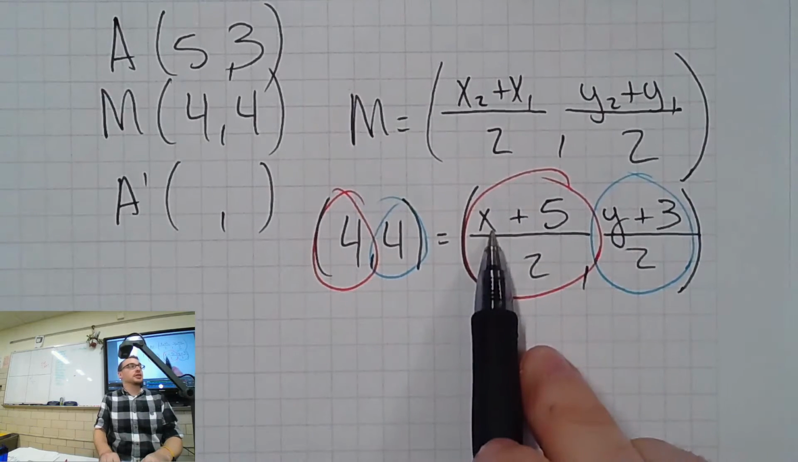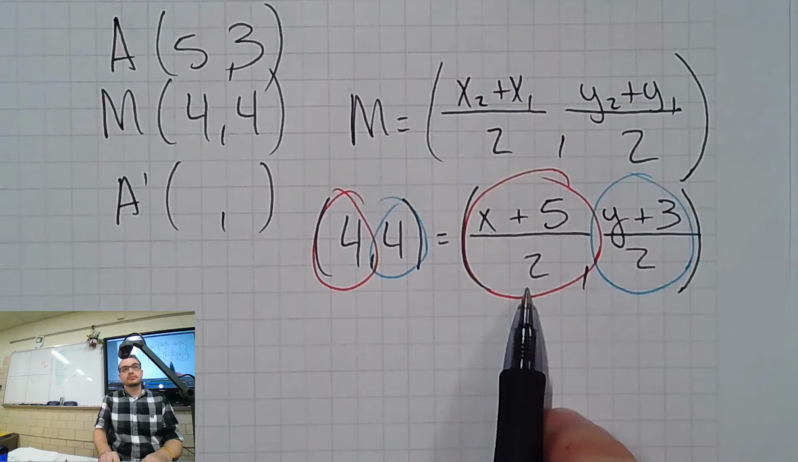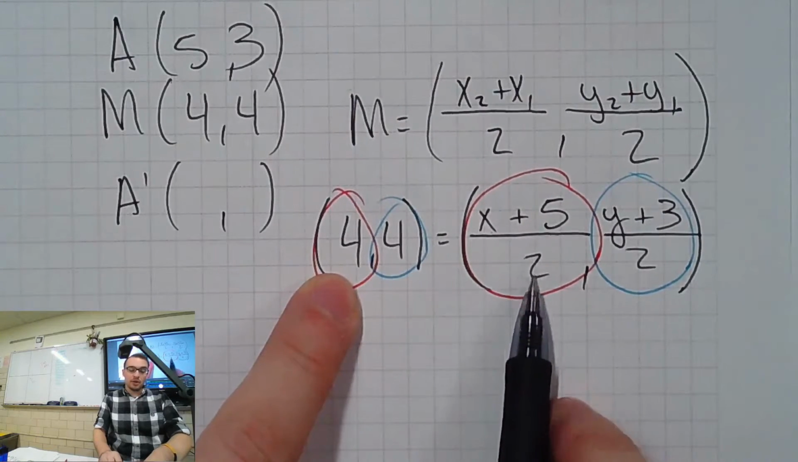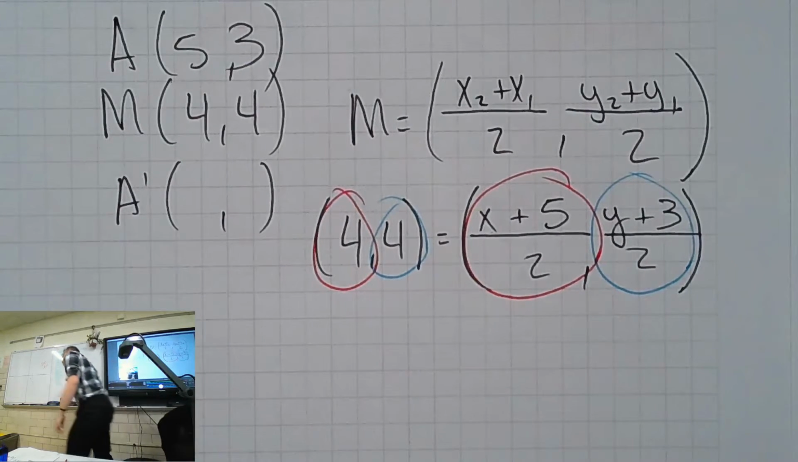We're going to get x on its own. How do I get rid of divide by 2? Multiply by 2. When I multiply by 2, what do I get over here? Oh, you beat me to it.